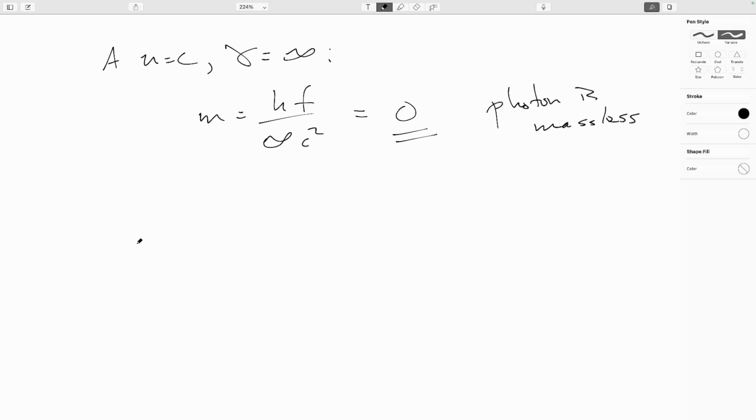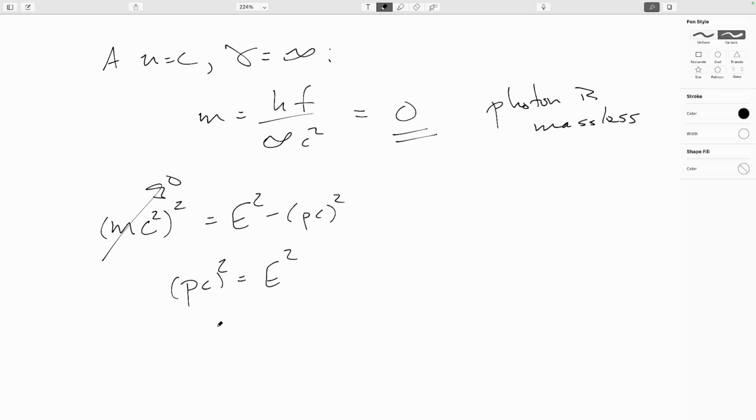Remember that we said that one of the invariants was the rest mass of something. So mc squared had to equal E squared minus PC squared, where P is the momentum. Here, since the photon is massless, we can set that to 0. We can rearrange to say that PC squared equals E squared. We can take the square root of both sides. PC equals E. We get that the momentum of the photon is E over C.